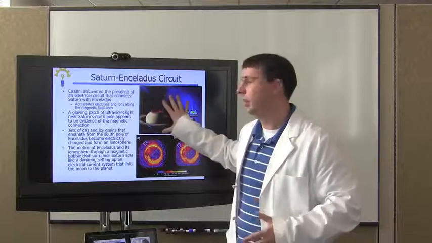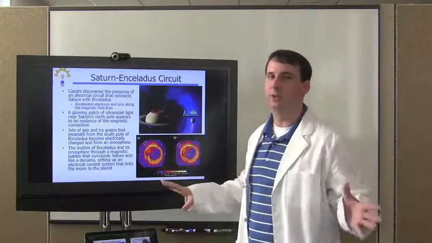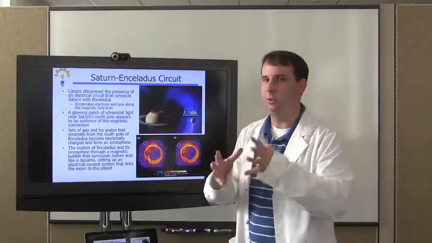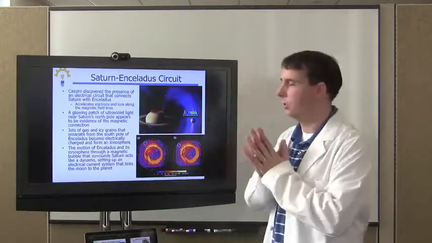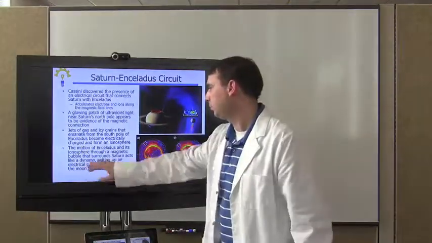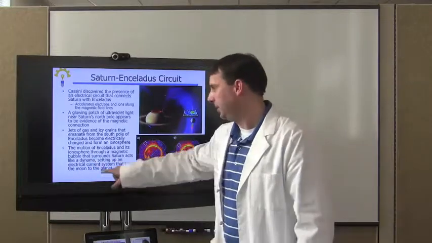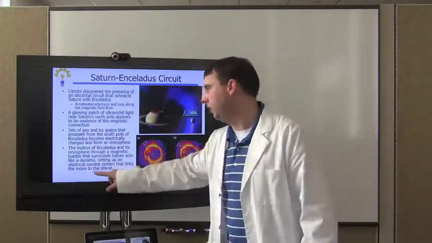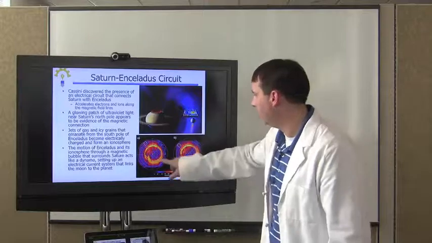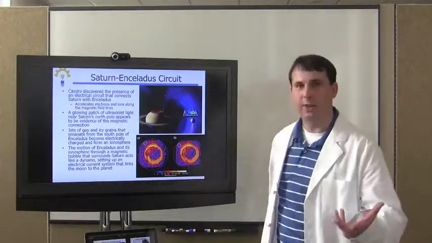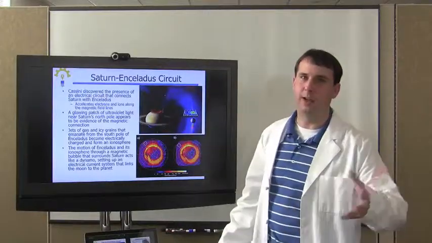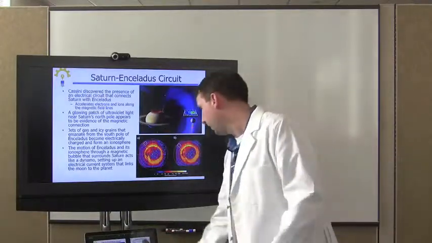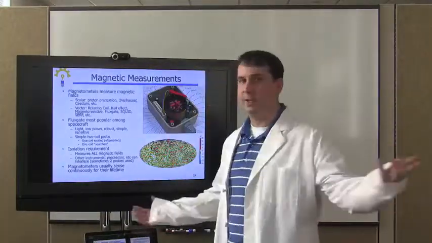It's a little bit more advanced than I'm getting into right now. If you want to do this for a science objective, you can jump into the EM theory of it all. It's really cool stuff. It basically sets up an electrical current system that links the moon and the planet. There's a current that goes between Saturn and Enceladus along the magnetic field lines. Very interesting stuff.